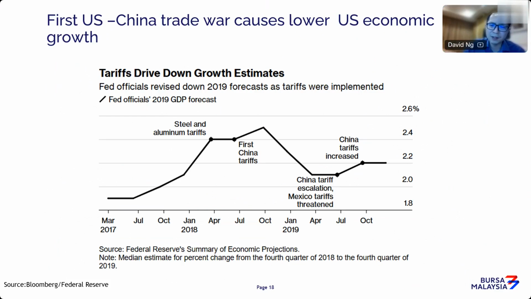We have seen that in the first term of Trump's presidency. You can see that the US economic growth actually slowed down in the first term when they started to implement tariffs. So what is crucial is whether in the second term Trump will be more aggressive, or take a lesser stance and negotiate more stuff on the table. That is still a question mark. But I think that will create a lot of volatility in the market.